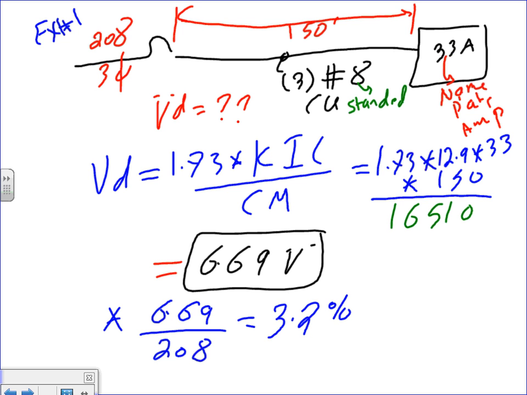3.2%. Is this good, bad, or ugly? Remember, what's the criteria? We need 3% or less. So it's not less than 3. What did you come up with, Spencer? Well, the voltage drop is 6.69. So I took 208 divided by 0.03 and I get 6.9, so we should be in the clear.